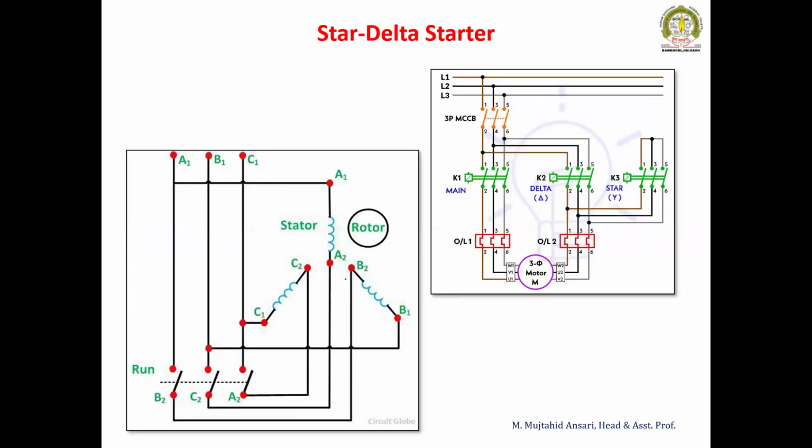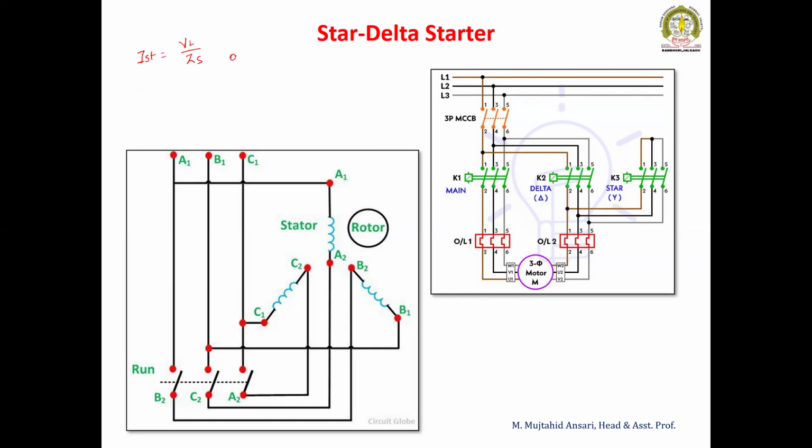So this is the star delta starter. In case of the star delta starter, what happens? The starting current is equal to the line voltage divided by the impedance per phase. This is the starting current.